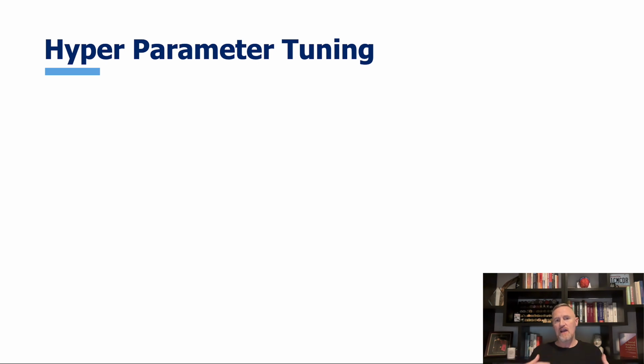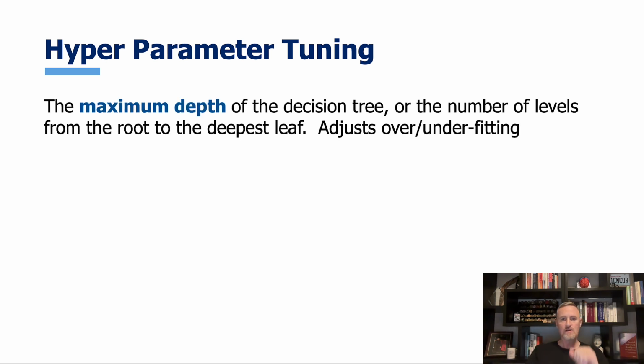What this does is it helps us go into the area of hyperparameter tuning. So a parameter is a value that you're going to set a different threshold or a different value for. But the hyperparameters are some of the levers that you can pull on in a decision tree to make it do better, regardless of what the actual values of each of those parameters are. And so the first one that I want to talk about is the maximum depth. So the maximum depth of the decision tree is the number of levels from the root to the deepest leaf. And what you're doing is you're adjusting for over or underfitting.